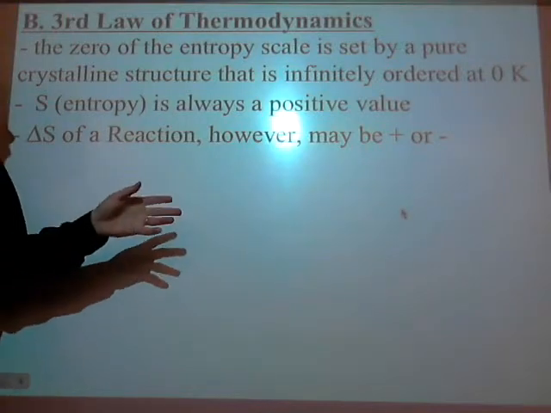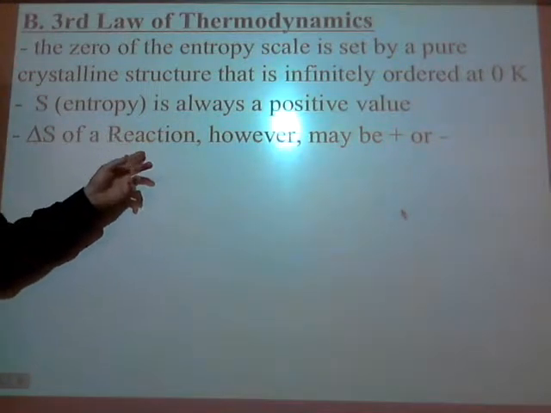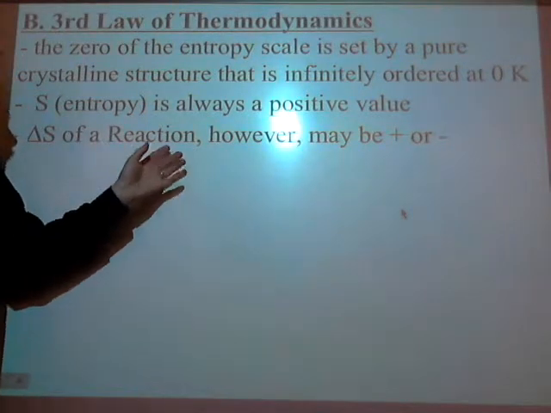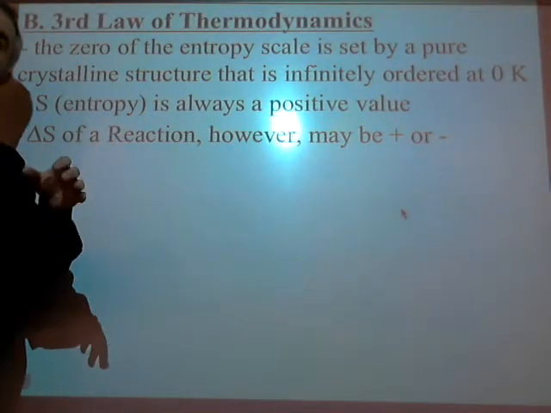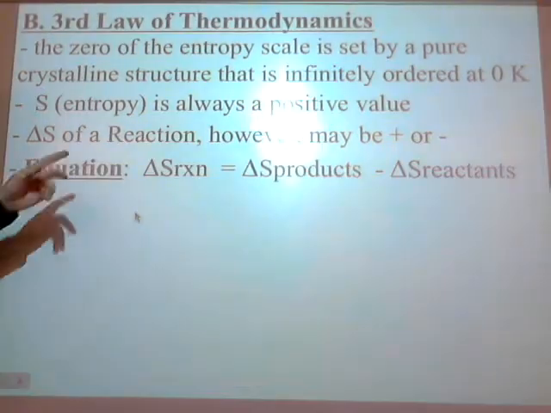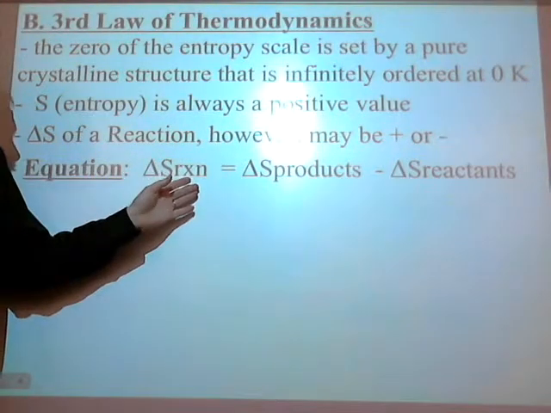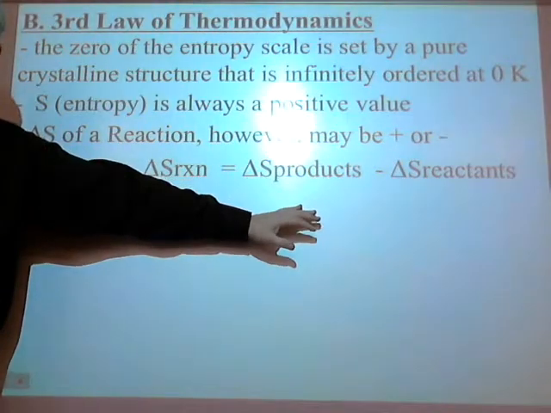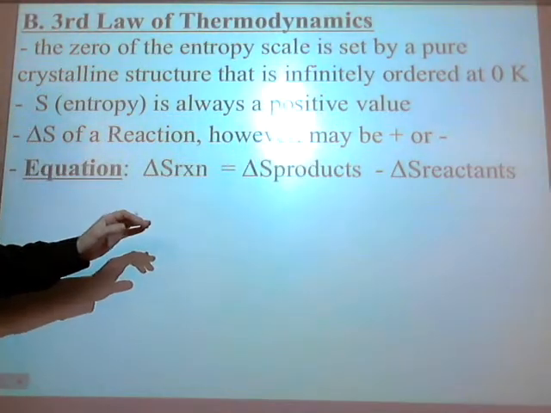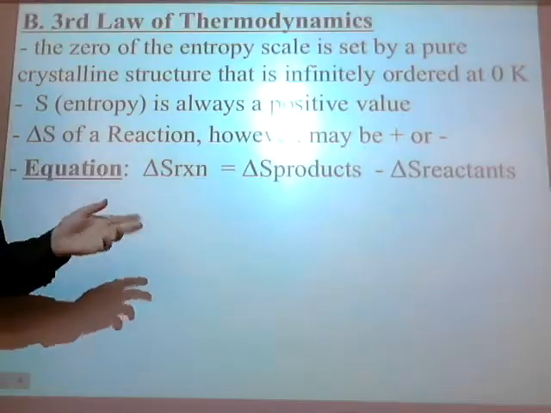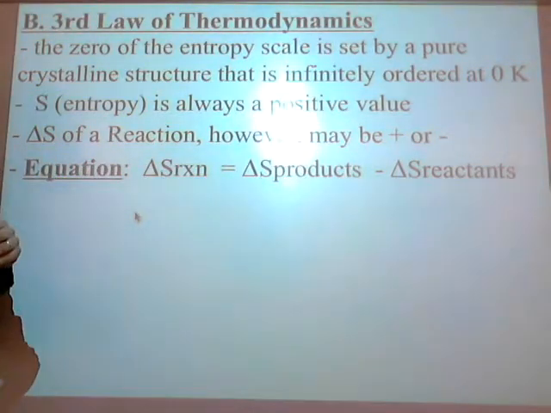Okay. Now, this change in entropy for a reaction is what I want to concentrate on, because that's what's going to be our second factor that's going to tell us whether a reaction is spontaneous or not. There's your equation. The change in entropy, delta S of a reaction, is going to equal... Notice the similarity between this equation and the delta H of reaction. Isn't it exactly the same? Products minus reactants, right?